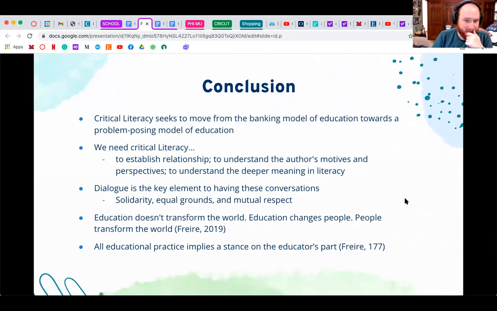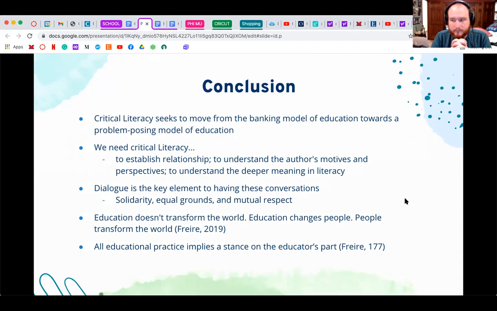So in conclusion, critical literacy seeks to move from the banking model of education towards a more problem-posing model of education, where students and teachers are viewed as equals and are both co-learning alongside each other. And why do we need critical literacy? Well, we need critical literacy to establish relationships between materials, to understand the author's motives and perspectives, and to gain a deeper understanding of what the meaning of literacy is.